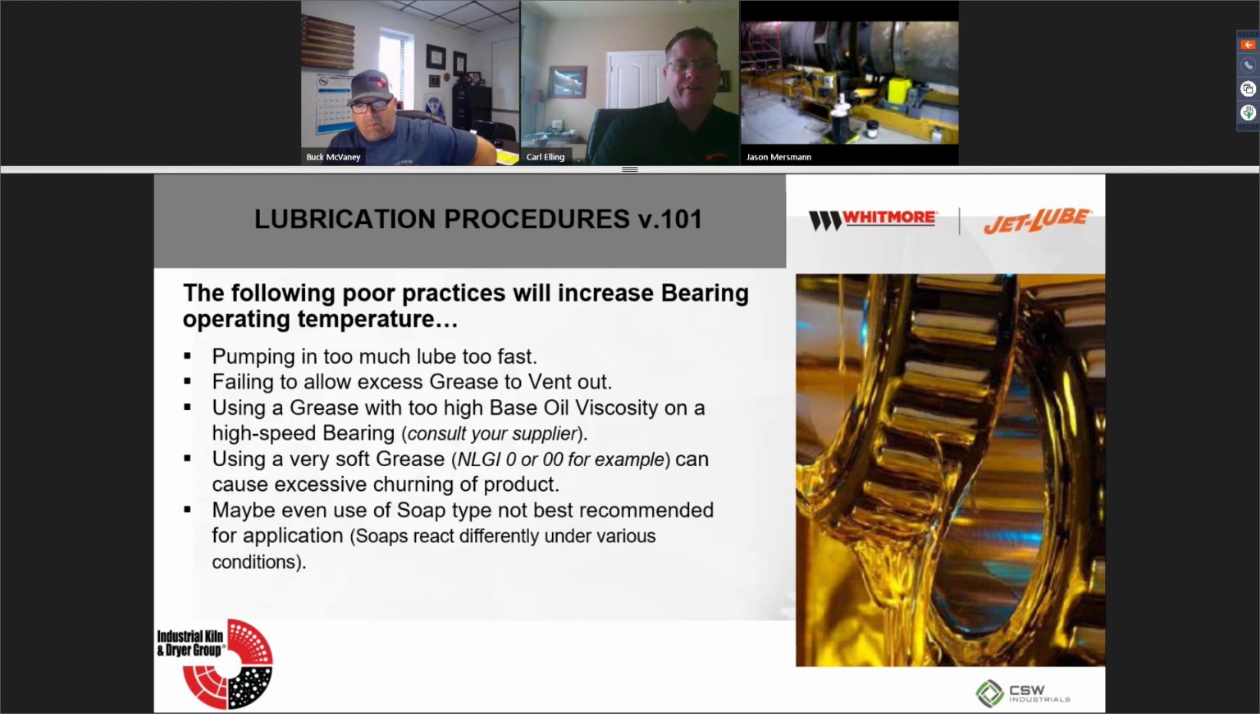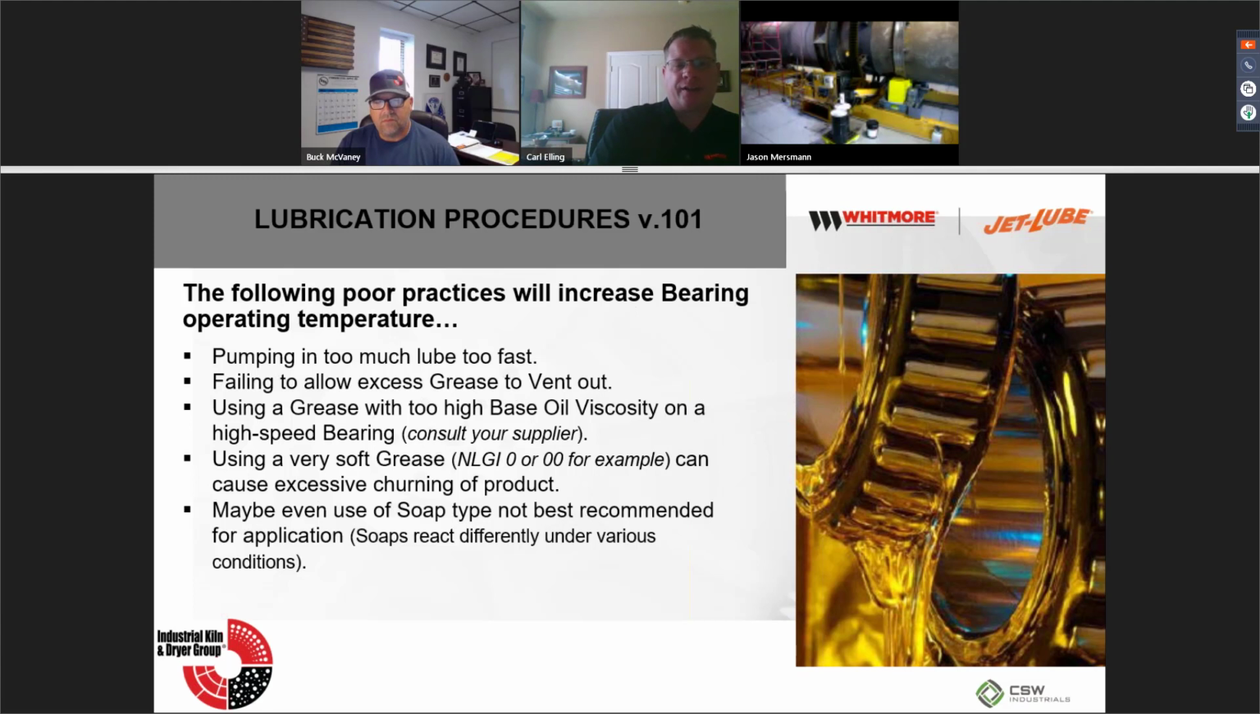Also, if you're using a very soft grease, so if you guys are using automatic lubricators, a single aught or double aught in an automatic lubricator, in let's say the cold elements, and then you start getting into the warmer season, it may be too fluid for that application now. So you need to move up to an NLGI 1 or even possibly a 2. So you'll end up causing churning of the product inside, which is not good.